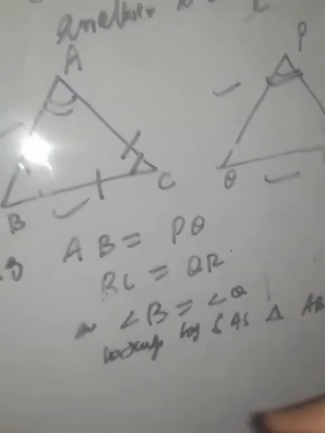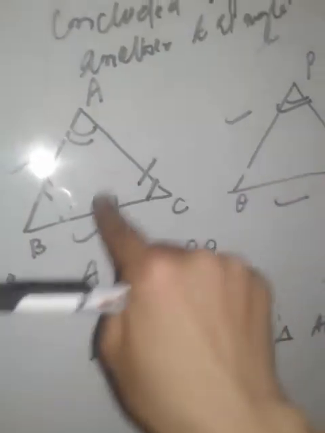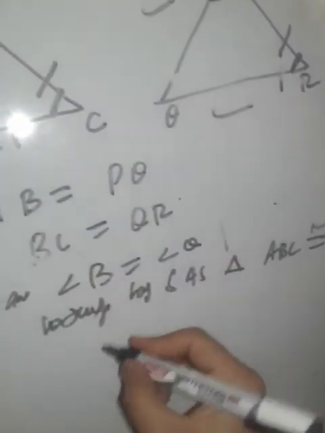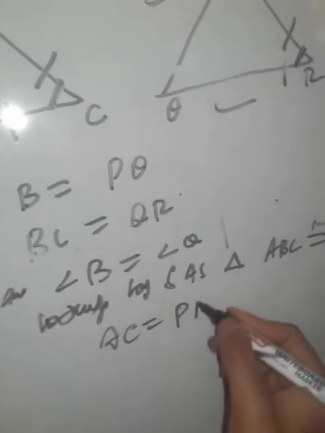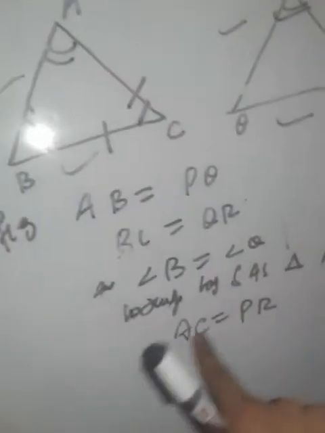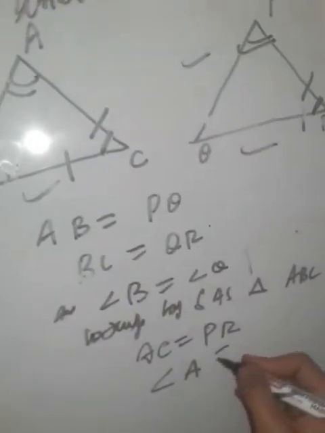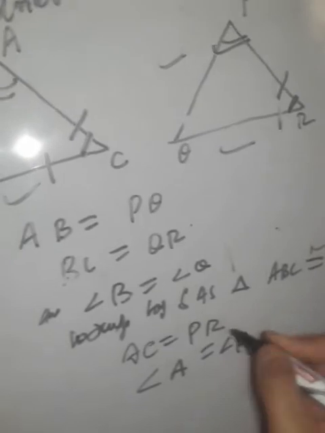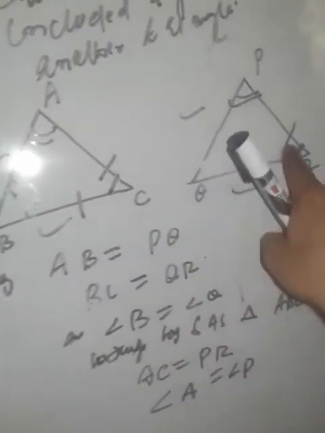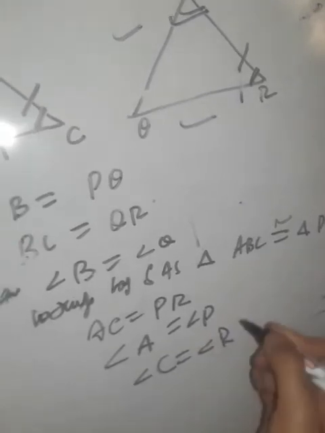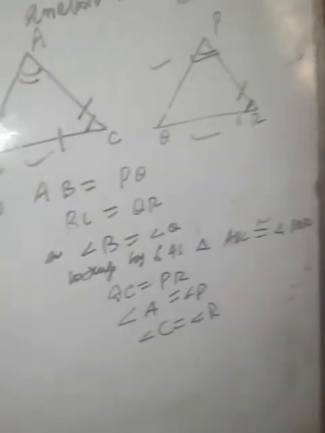So let us choose another corresponding parts. We will write then AC equals PR, corresponding parts are equal. AC equals PR, angle A equals angle P, angle C equals angle R, and two sides are included, third side and two angles are always equal.